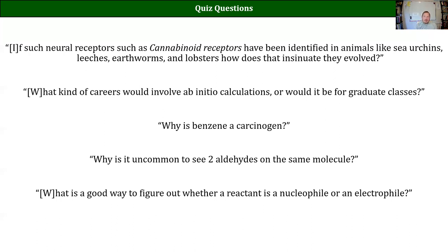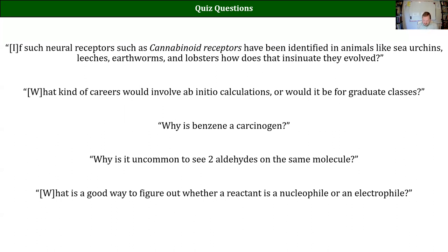And then last but not least, the most relevant question to today: how do we tell whether a reactant is a nucleophile or an electrophile? Well, remember what these terms really come down to: a nucleophile is attracted to a positive charge. So nucleophiles on average are going to have either a negative charge or a partial negative charge. And electrophiles are the exact opposite. Electrophiles are things that have a positive charge, or at least a partial positive charge. So electrophiles are atoms or molecules that are electron deficient, that are missing electrons. Anything you can look at and say it's got a positive charge or it's missing electrons is going to be an electrophile.